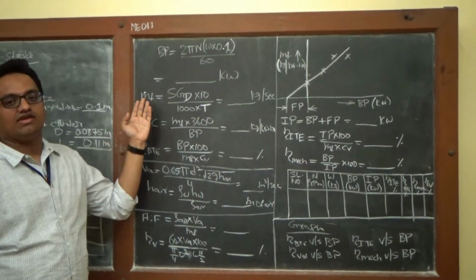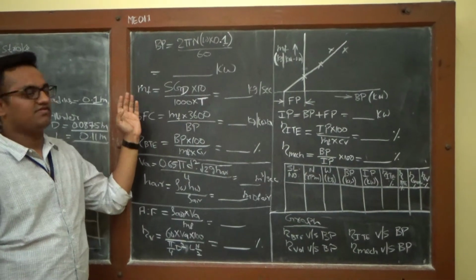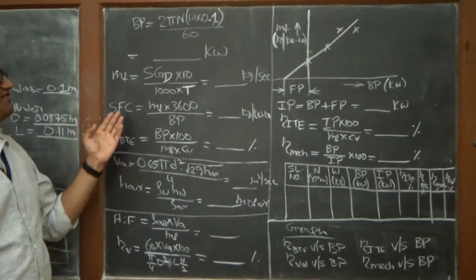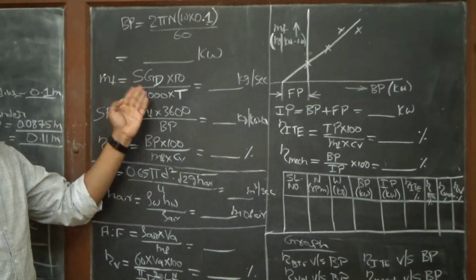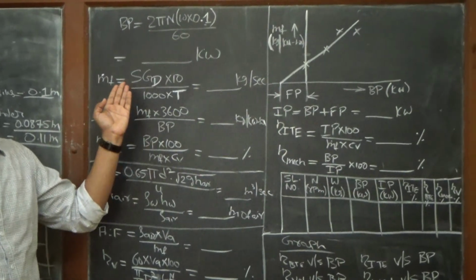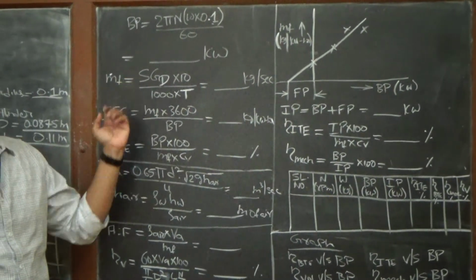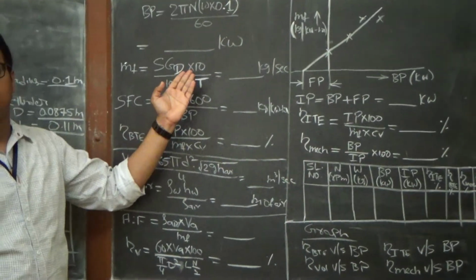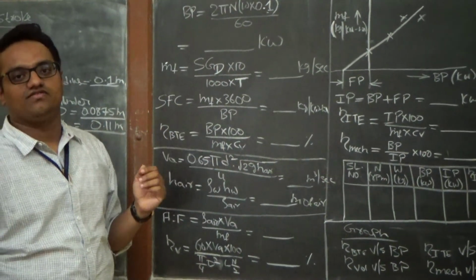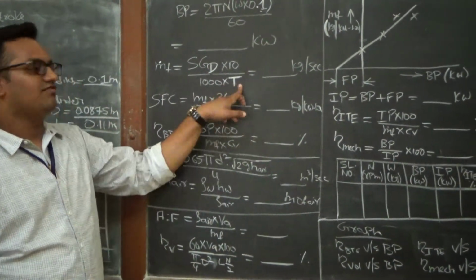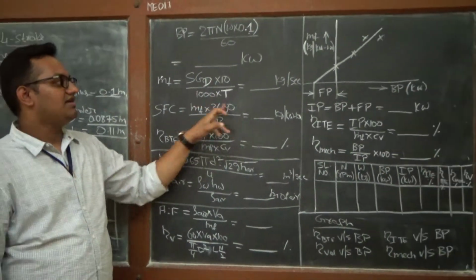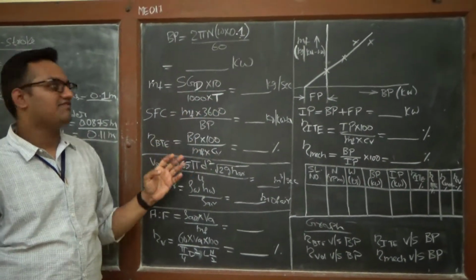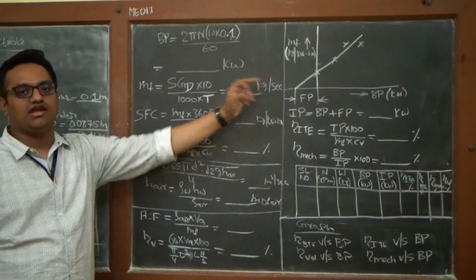Following this, we have the mass of fuel consumption, MF. We have the specific gravity of diesel, and we already know that it's 0.9. We have noted it down in the observation. Into 10 ml, 10 milliliters of fuel consumption is what we have taken for this time T. If we substitute everything, we get it in kg per second.